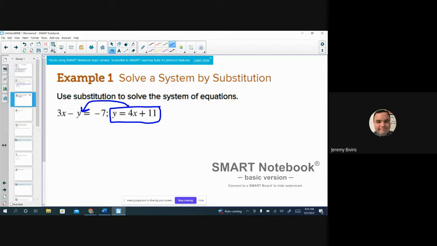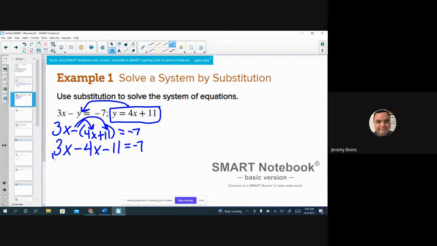Remember, substitution means we have a lot of parentheses popping up. So we bring down the 3x, our minus, put your parentheses where the y was, equals -7. Now, where those parentheses were, where the y was, is where the 4x plus 11 belongs. Those we're subbing in. Now I have to take care of some algebra, so I'm going to distribute this negative to the 4x. So I get 3x minus 4x. I have the negative times a positive 11, so I get -11 equals -7.